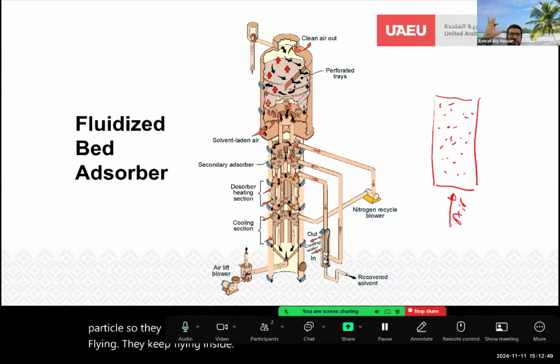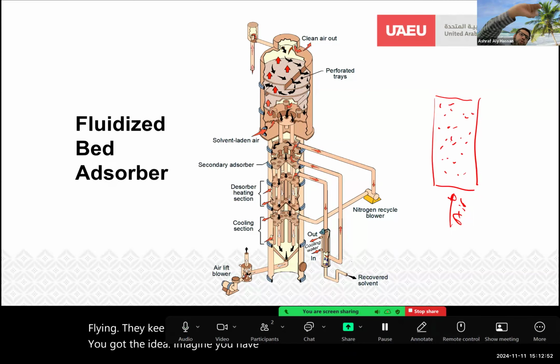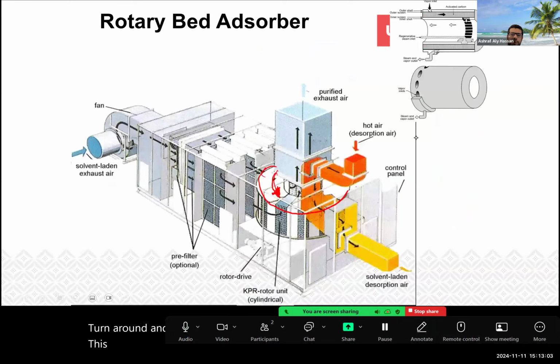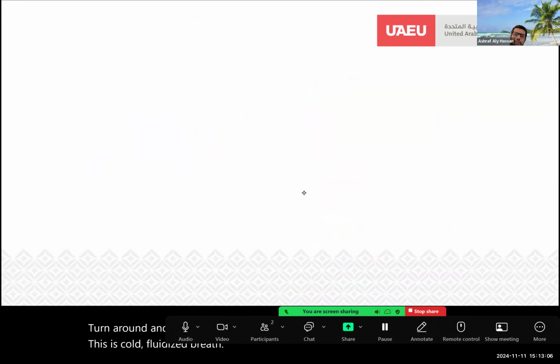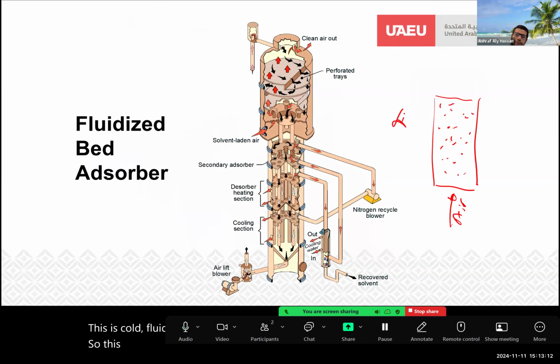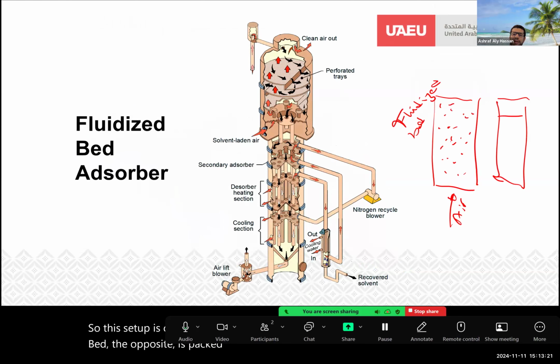You get the idea? Imagine you have dust in a tube and you put air through it. What will happen to this dust? It will just turn around and it will cover the whole space. This is called fluidized bed. So this setup is called fluidized bed. The opposite is packed bed. The packed bed is where you have the things, they don't move. This is the difference between fluidized bed and the packed bed.